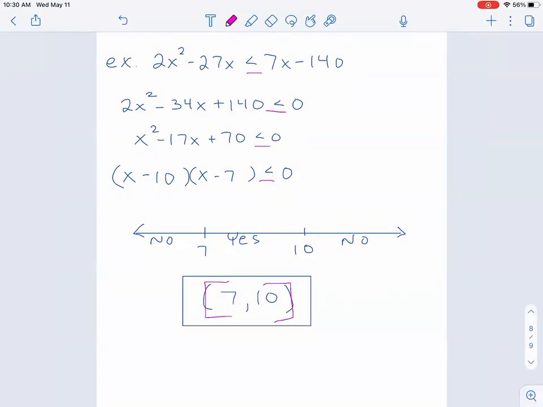Okay, great question. Now, of course, they weren't equal to in the original problem, which is why they are parentheses, because the 7 and the 10 make them equal. We don't want to keep the stuff that's equal. Yes, Nicole.